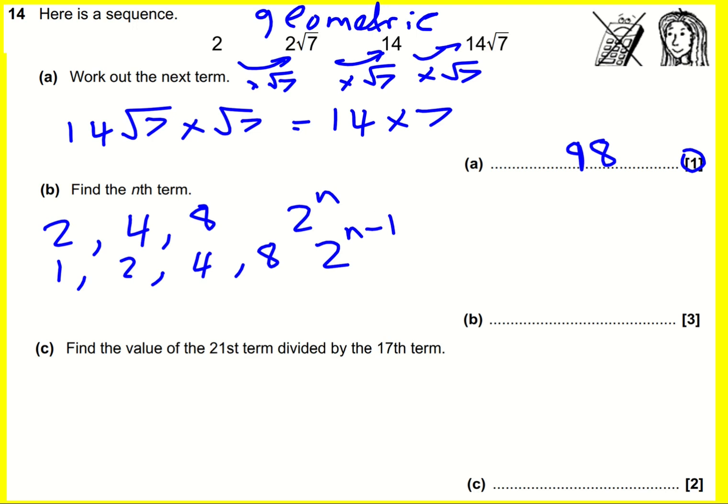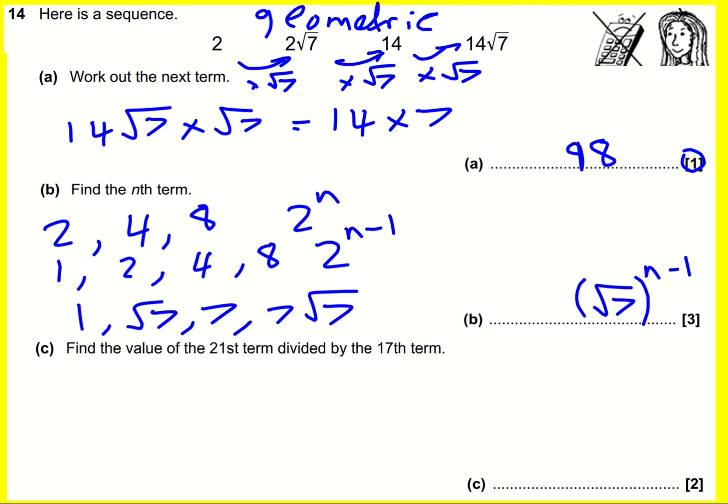So in this case, I've got root 7 to the power n, except I've shifted it back. So what I have is root 7 to the power of n minus 1, because when n is 1, I'd get root 7 to the power 0, which is 1, then I'd get root 7, then 7, then 7 root 7, and so on. This is nearly what we have, except I've got a 2 in there instead. So to finish it off, I need to multiply by 2. I've tried to take my time there and explain where that nth term comes from.